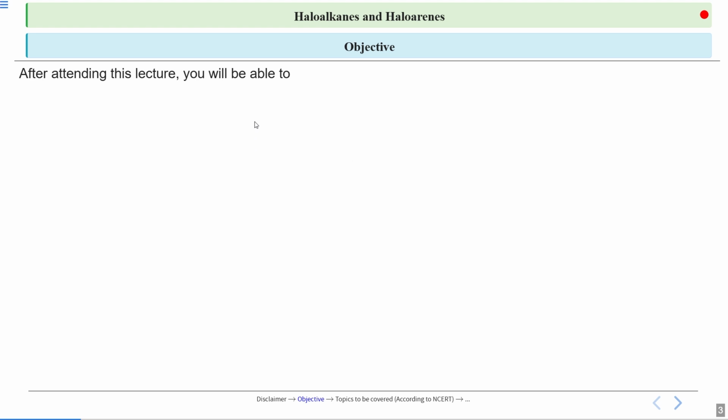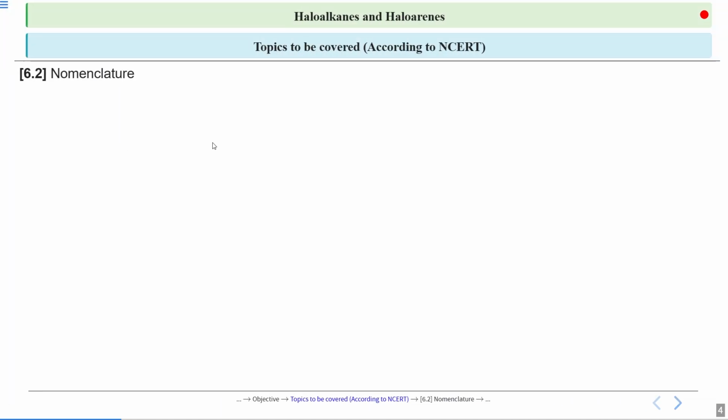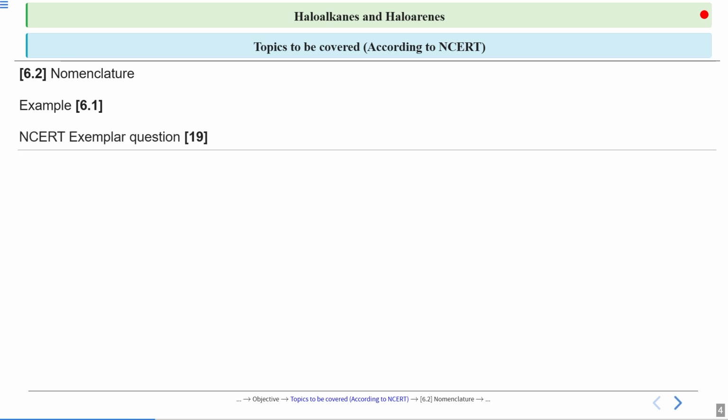The objective of today's lecture: after attending this lecture, you will be able to name the haloalkanes and haloarenes according to the IUPAC system. So according to the IUPAC system, how you name them, or what the nomenclature of haloalkanes and haloarenes is, that we are going to learn today. The topics we are going to cover according to NCERT are section 6.2 nomenclature, then NCERT example 6.1, and then exemplar question 19.